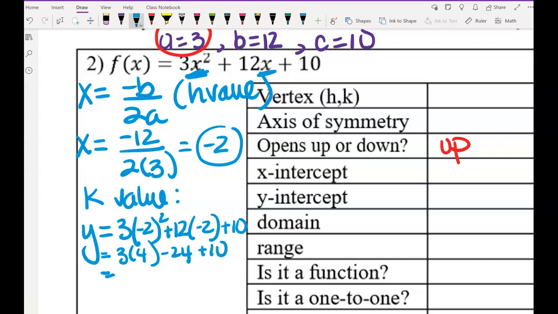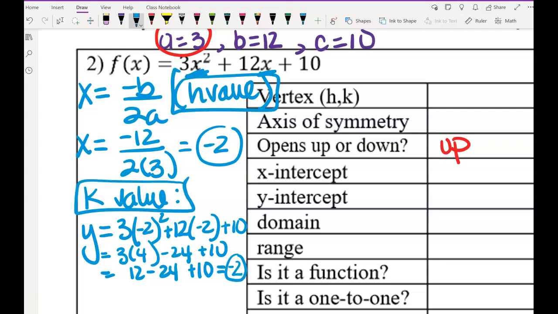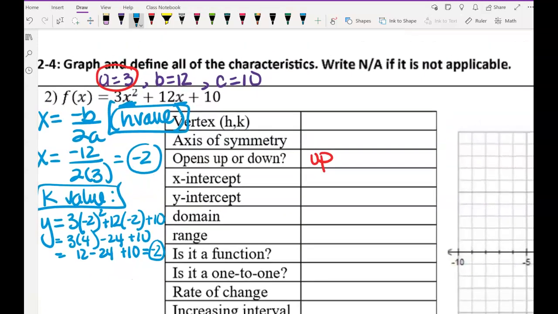This is going to say 12 minus 24 plus 10. Well, 12 minus 24, guys, is going to be negative 12, plus 10 is going to be negative 2. So the h and k value, they happen to be the same here. Not all the time. I just want to warn you guys, okay? So negative 2, comma negative 2. That looks like, there you go.